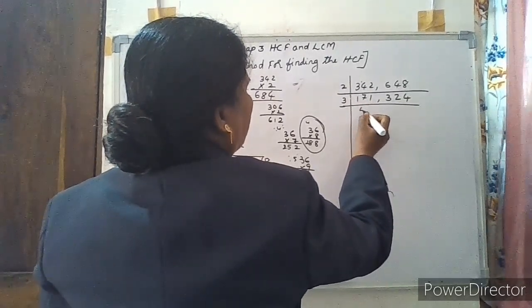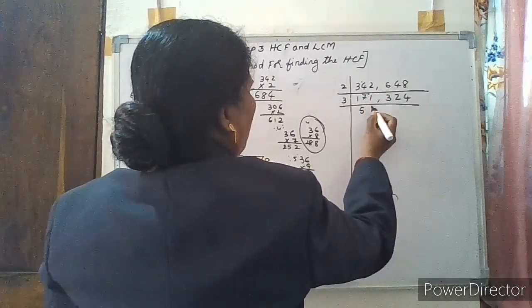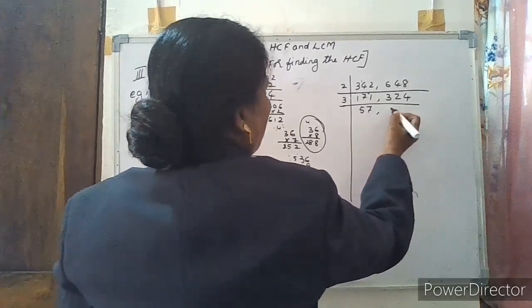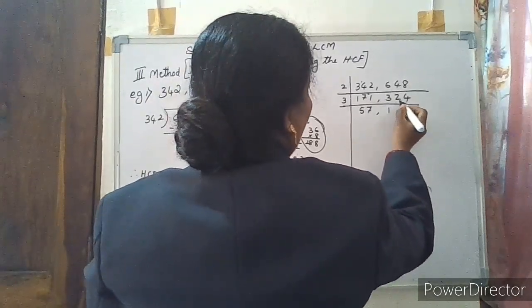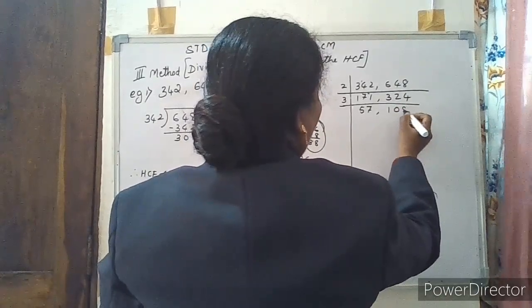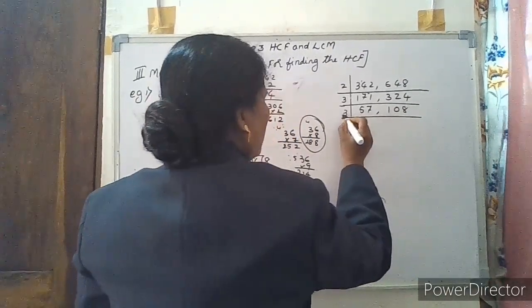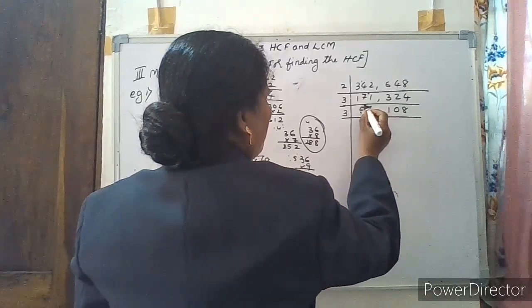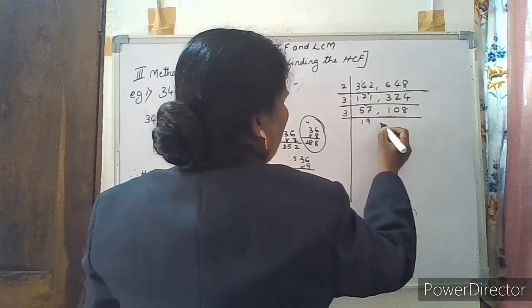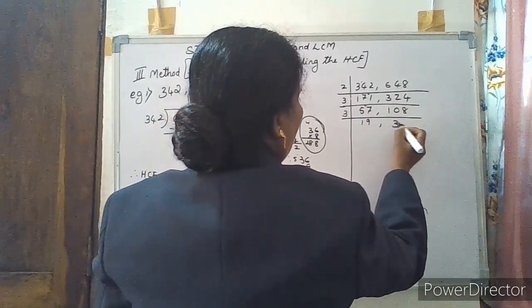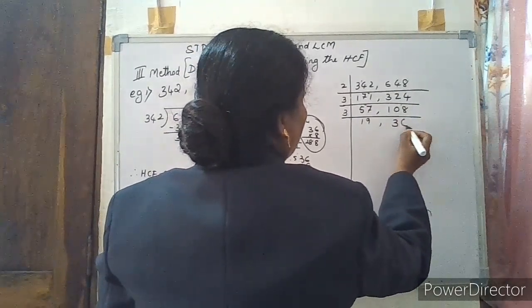3 5s are 15, 6 is 17, carry 2, 3 7s are 21. 3 1s are 3, 2 is not divisible, 0, 3 8s are 24. Again this is divisible by 3. 3 1s are 3, 4 5s carry 2, 3 9s are 27. 3 3s are 9, 10 carry 1, 3 6s are 18.